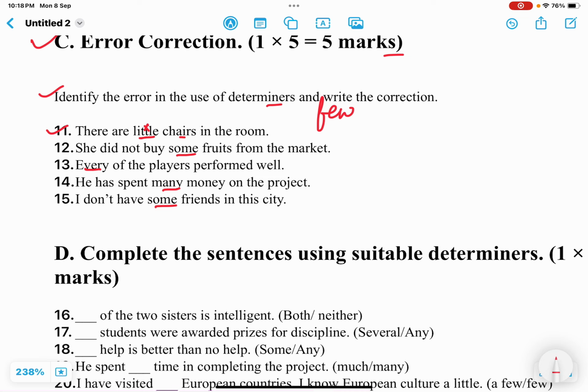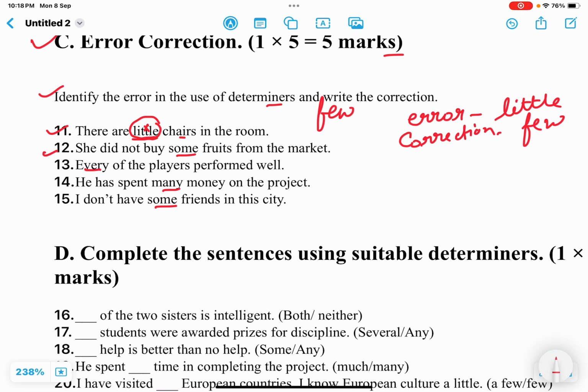In this kind of question, you are to write both. You can underline the error or write down the correction. You can encircle the error or write down the correction. You can even rewrite the sentence in the correct form. Otherwise, you can write it like this: error, little, and correction, few. If you mention both error and correction, then only you will get full marks. Otherwise, you will lose your marks.